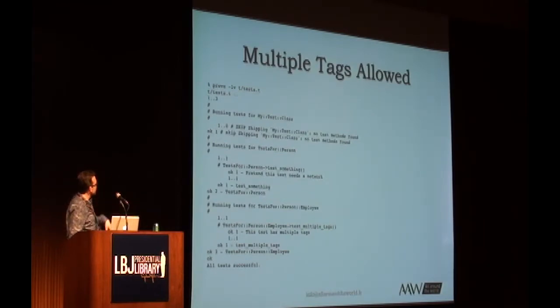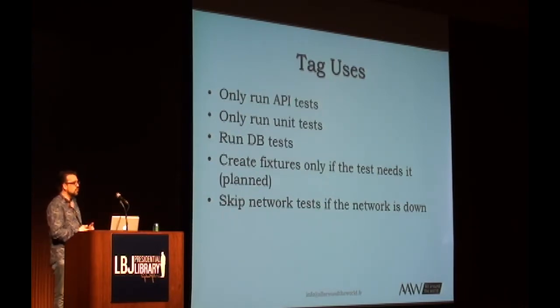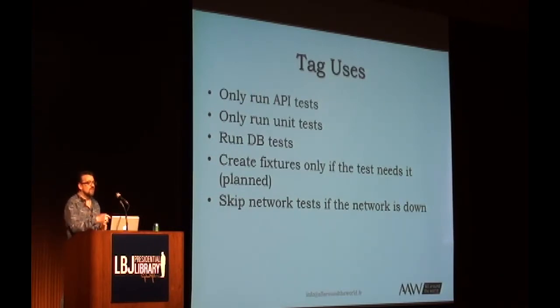And then, running this little thing in verbose mode, we can see things like we're skipping various tests because we didn't find test methods which happen to meet the various tags that we were asking for at this point. So for tags, all sorts of things. If you only want to run your API tests, maybe you only want to run your unit tests, run your database tests, etc.